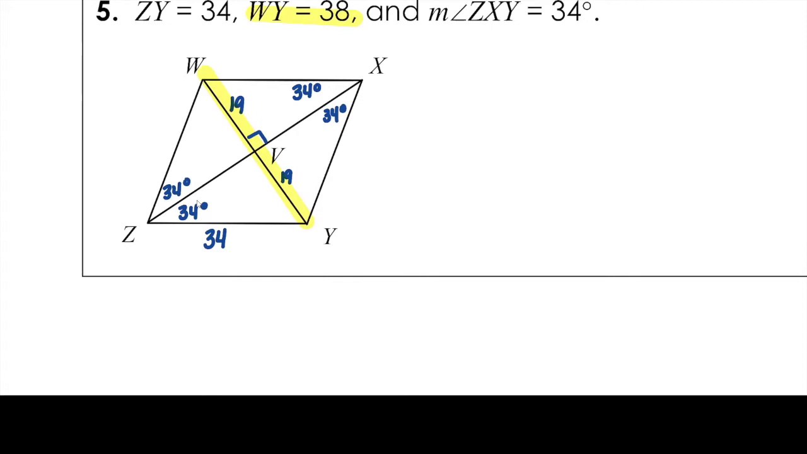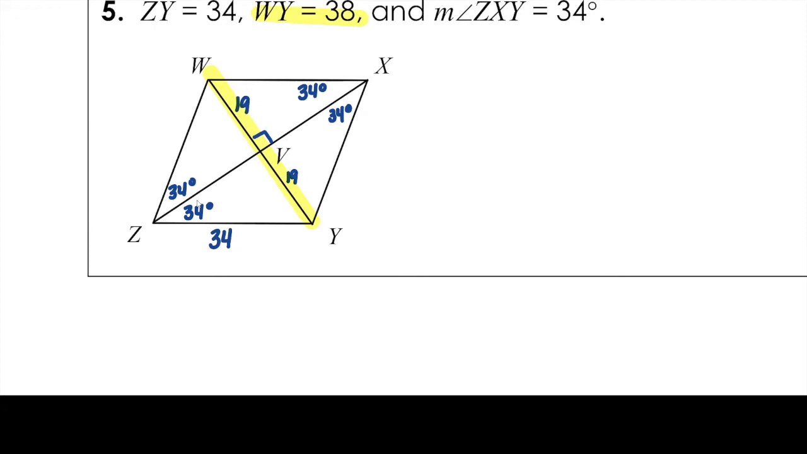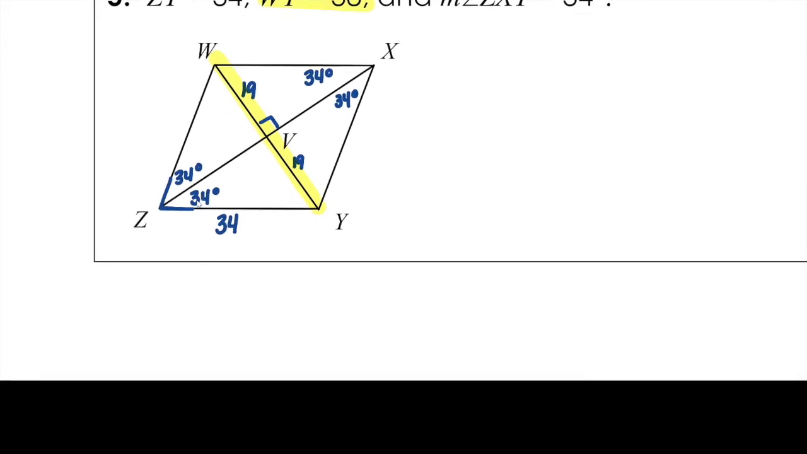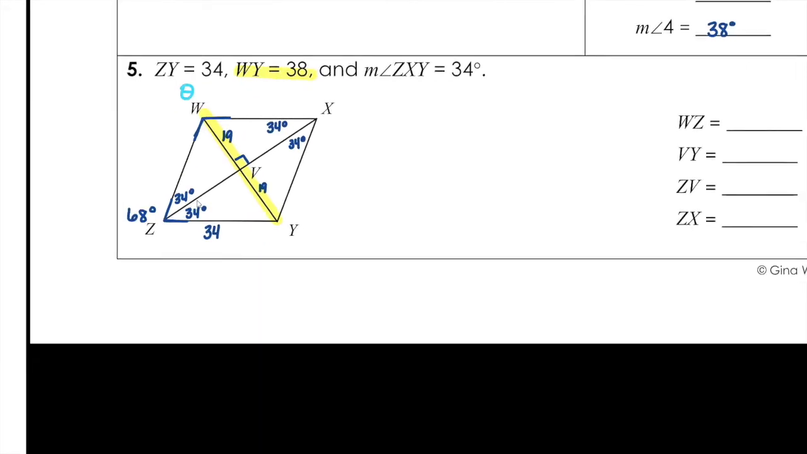And then, how would I find the missing angles? What would the full length of angle Z be? Which is 68. So what would the full length of W be? Wait a minute. I'm listening. So 68. Oh yeah, because they're supplementary. Consecutive angles are supplementary in a parallelogram.